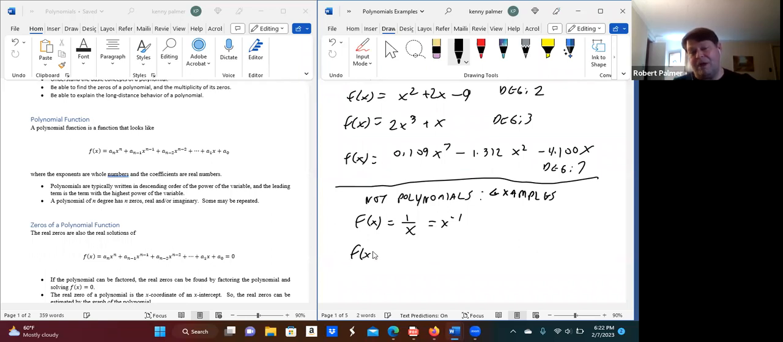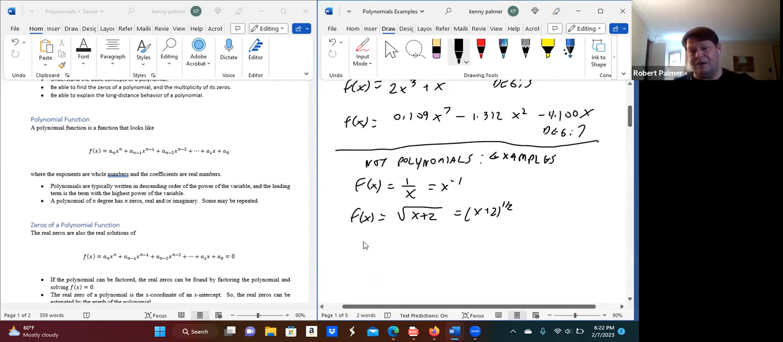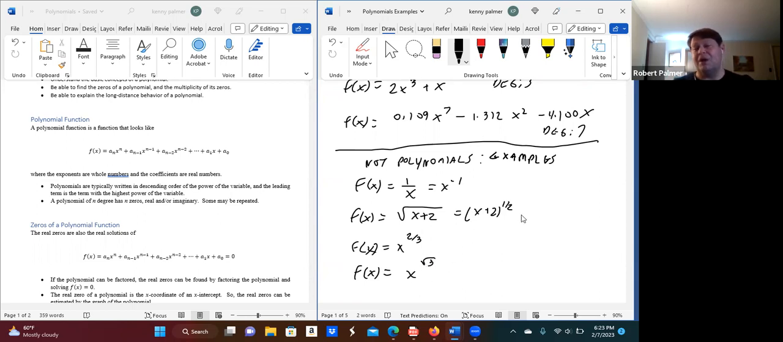Or f of x is equal to, say, the square root of x plus 2. Here, once again, not a polynomial because our power would be the same as a radical. This would be the same as the 1/2 power. Or if we had f of x equals x to the 2/3 power, also not a polynomial since our exponent is not a whole number. Or even, let's see, creative, x to the square root of 3. Once again, not a polynomial since our exponent is not a whole number.